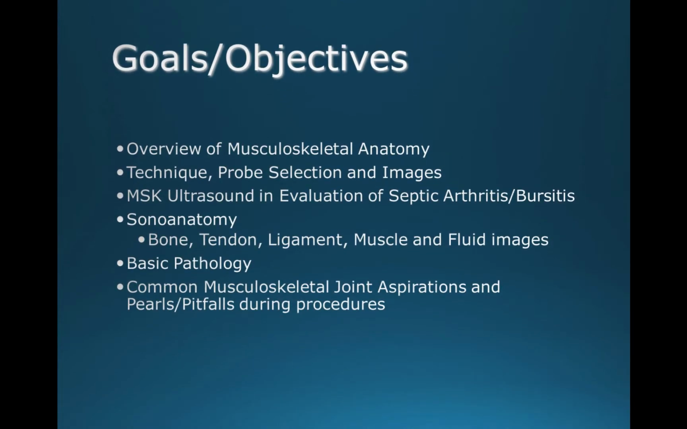Goals and objectives for this lecture are an overview of musculoskeletal anatomy. We're going to go over technique and probe selection, and a number of images and cases. We're going to go over ultrasound and the evaluation of septic arthritis and bursitis. We're going to go over some specific sonoanatomy, including bone, tendon, ligament, muscle, and fluid images, some basic pathology, and some common musculoskeletal joint aspirations and some pearls and pitfalls that you may come across during specific procedures.